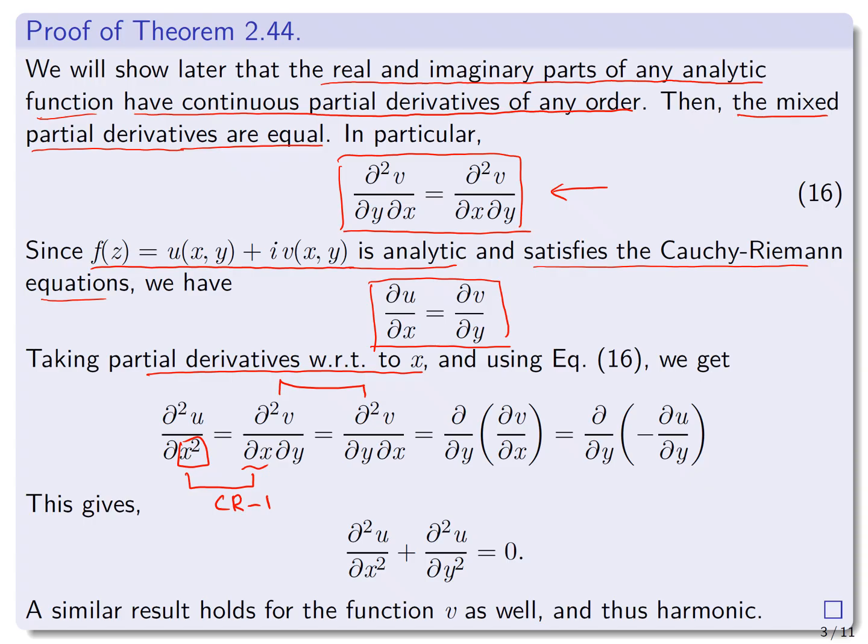Now we can rewrite this in this form, pulling out the partial with respect to y. Now we substitute for the partial of v with respect to x from the second Cauchy-Riemann equation, the Cauchy-Riemann equation number 2. We substitute for the partial of v with respect to x, which is equal to negative the partial of u with respect to y. Now we can pull the negative sign out and bring both to one side. So this says that the function u is harmonic.